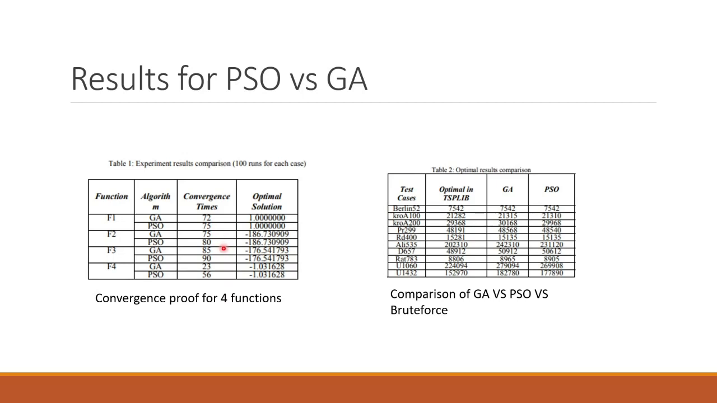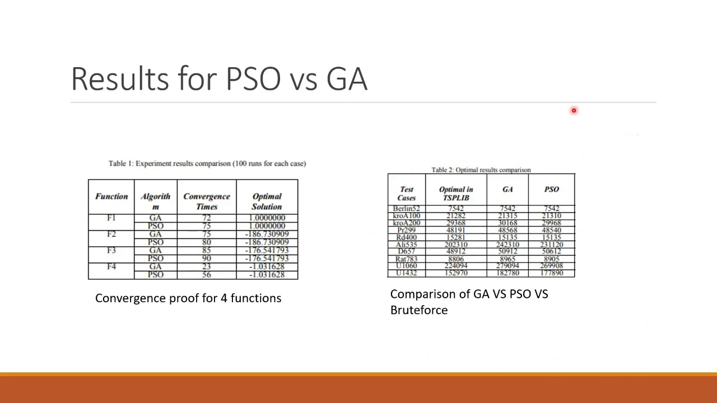For the second function, PSO converges 80 times, whereas GA converges 75 times. For the third function, PSO converges 90 times, whereas GA converges 85 times. And for the final function, PSO converged 56 times and GA converged only 23 times.